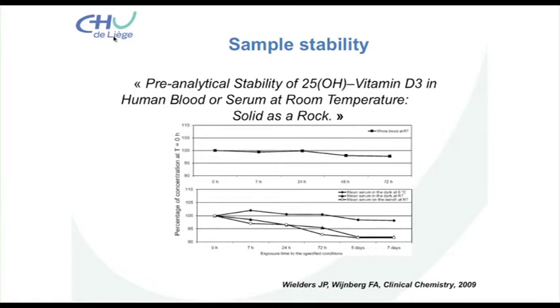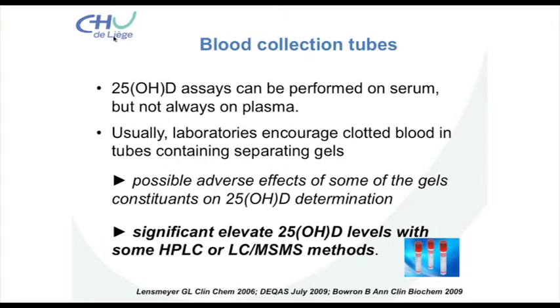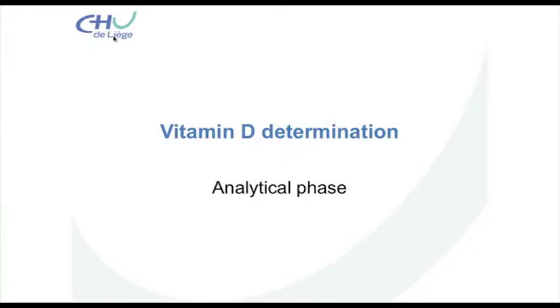Regarding the blood collection tubes, some assays, and you should be cautious on that, cannot be run on plasma, but serum is the best matrix to run vitamin D. Watch out if you are running a tandem mass spec method, because in some gels you can have interference which could raise the 25-hydroxy vitamin D. This is something that should be taken into consideration.